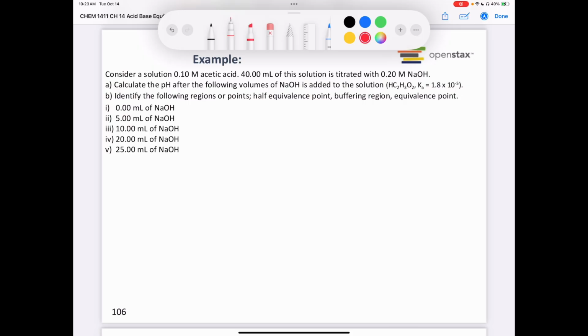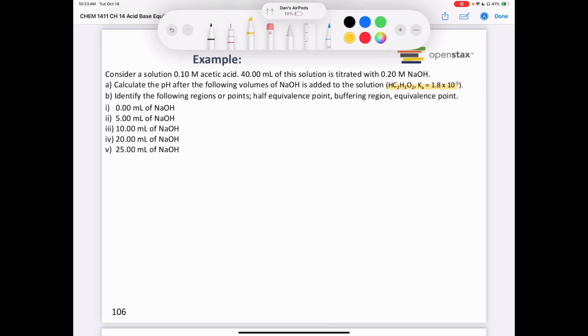Okay, so consider a solution of 0.1 molar acetic acid. 40 mL of this solution is titrated with 0.2 molar sodium hydroxide. Calculate the pH after the following volumes of sodium hydroxide have been added to the solution. They give us the Ka for acetic acid, shown here. And so identify the following points. We're going to look for the half equivalence point, the buffering region, and the equivalence point.